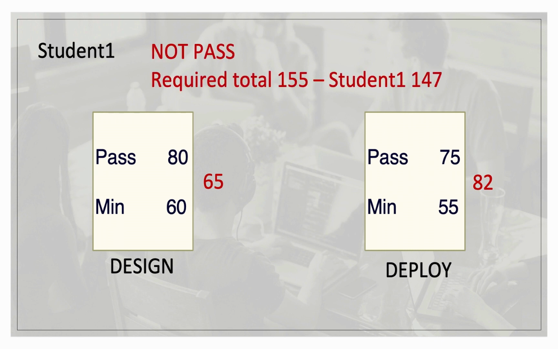But now, did they pass? Well, in addition to those two things, they must have a cumulative score above the cumulative pass score. So their 65 and 82 added together is 147, and that doesn't get it done, because notice 80 plus 75 is 155. So they scored below that cumulative pass score, and they did not pass.